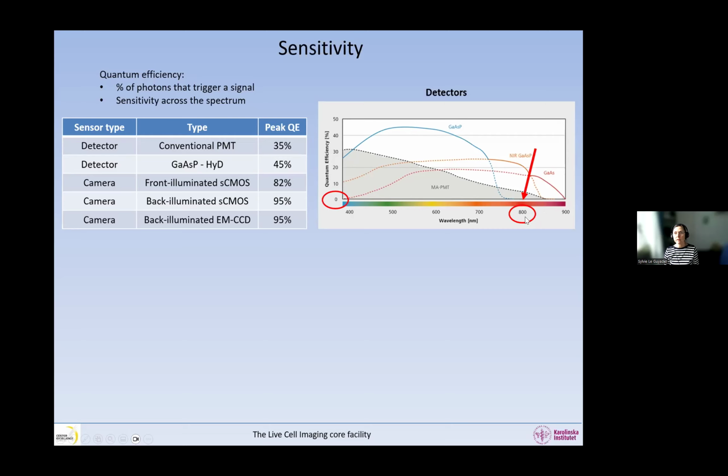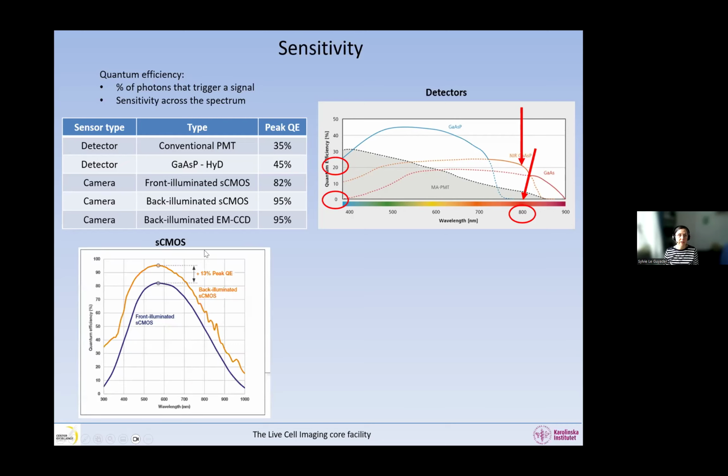And you can see in here that, for example, at 800 nanometers, we have 0. And in this GaAsP detector, we have 20%. So it's a special GaAsP detector, which is extended in the near infrared, and we have only 20%. So 80% of the photons are lost, not detected. Now, this is for an sCMOS camera. And what you can see here between the front illuminated and the back illuminated, you don't need to bother with what it is, basically two different types of cameras.